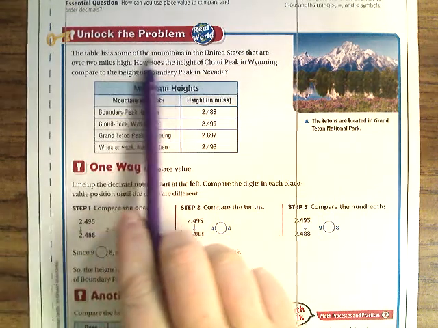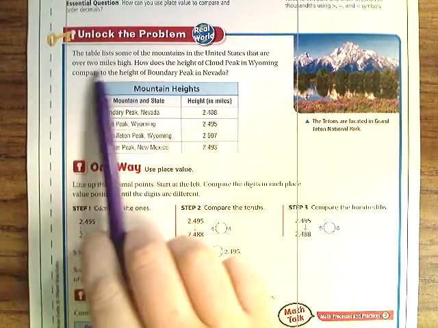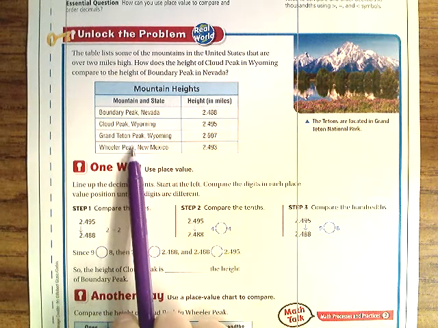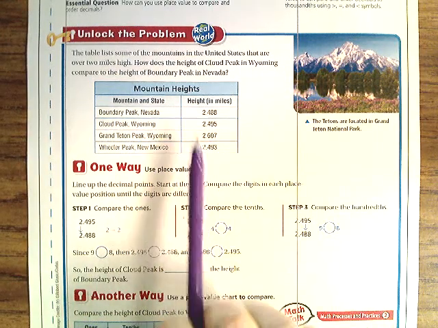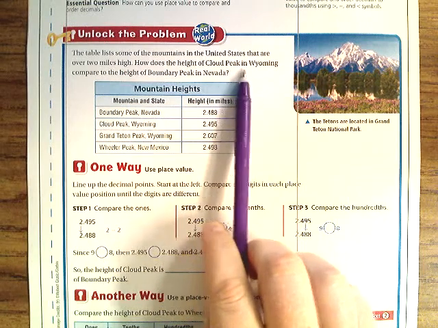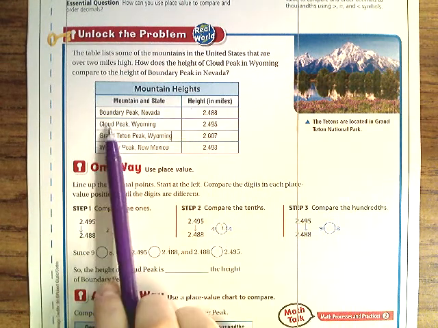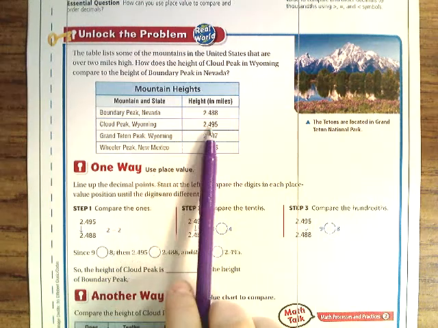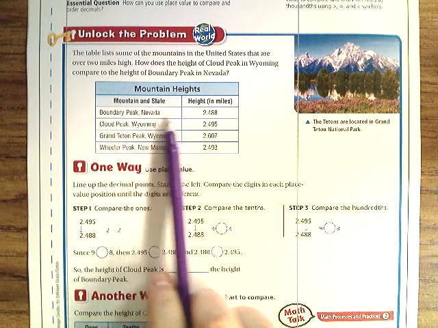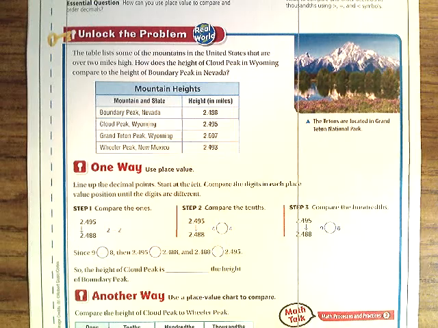The table lists some of the mountains in the United States that are over 2 miles high. So these mountains here, over 2 miles high. How does the height of Cloud Peak in Wyoming compare to the height of Boundary Peak in Nevada? So we're comparing Cloud Peak and Boundary Peak, okay? All right, so we're going to use place value to compare, okay? So we're going to go down here.